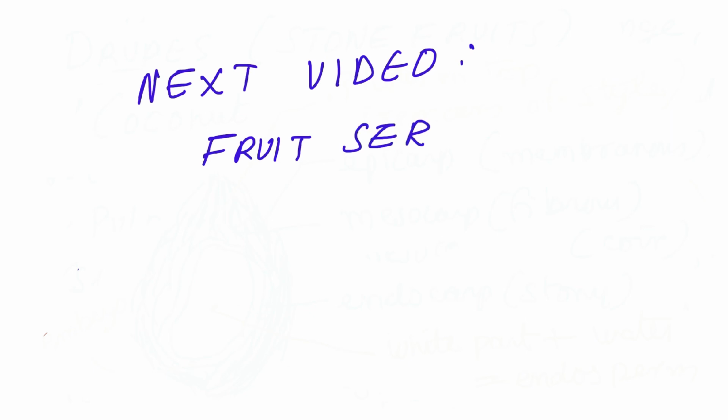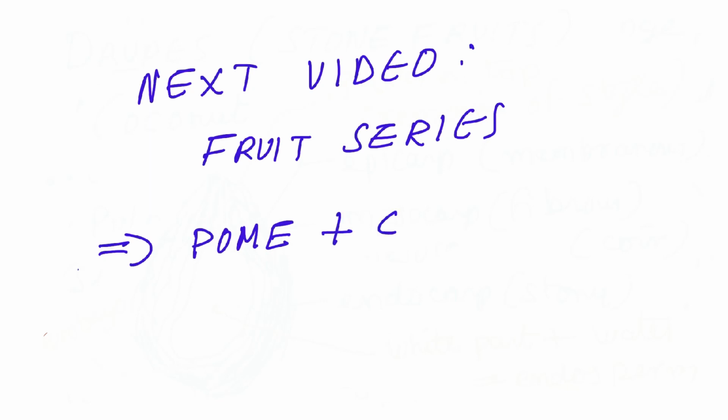So that's it with this particular video. In the next video we'll be continuing with the discussion of fruits, and we'll be looking at the other division which comes under the succulent group, that is the pome, and along with it we'll also be looking at the third important division under fruits, that is the composite fruits.